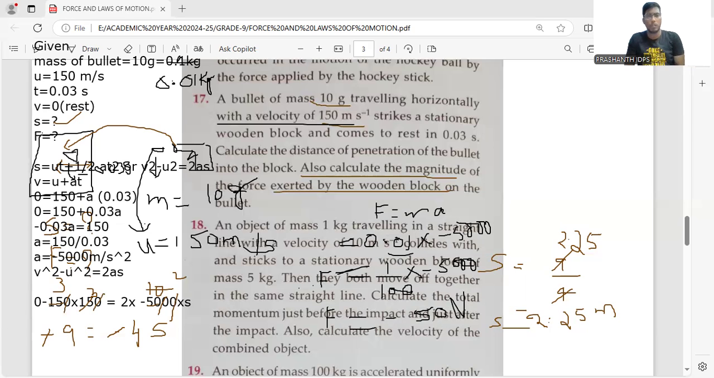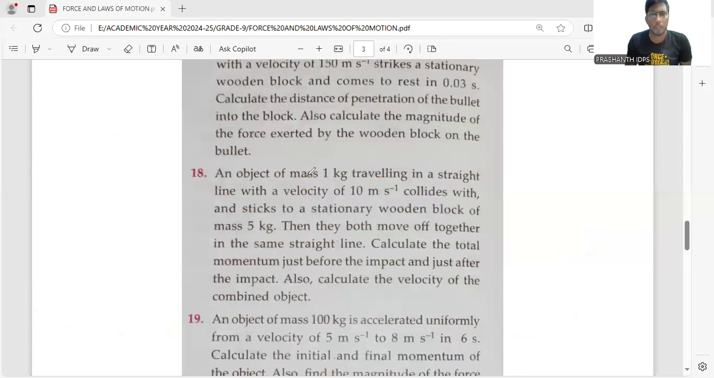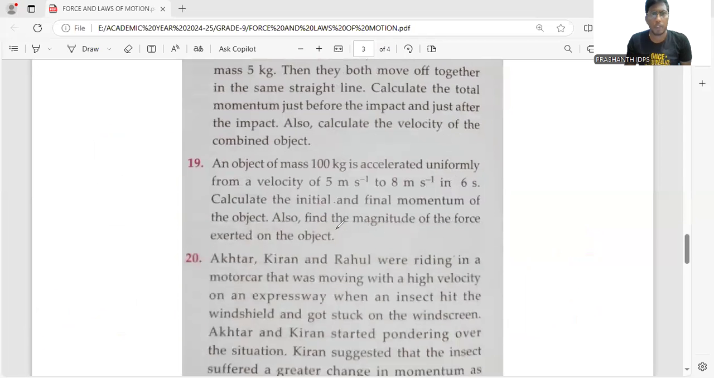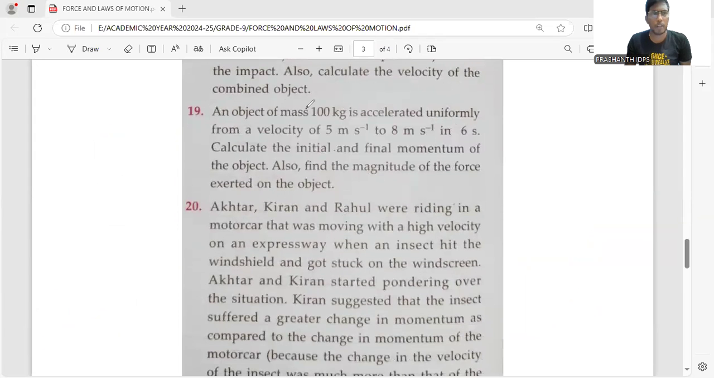Okay, understood. You note it down. Let us go to the next question. Okay, so 18th is done. Now coming to 19th. Very simple question. Write the question in your classroom.